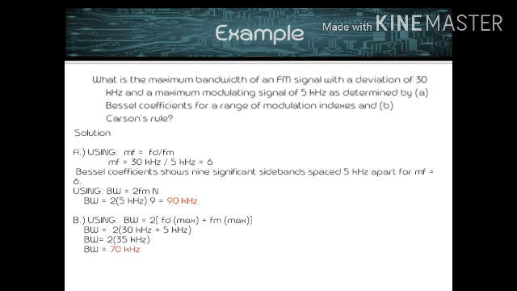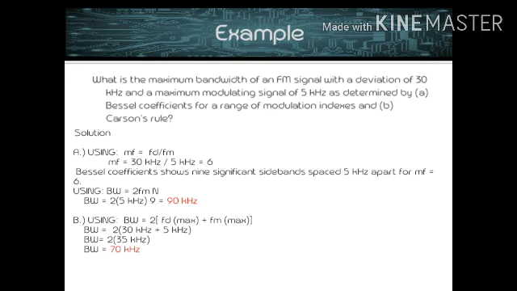Now for letter A, using MF is equal to FD over FM. By substituting the given data, 30 kHz over 5 kHz, it will give you 6. The Bessel coefficient shows 9 significant sidebands spaced 5 kHz apart for MF equal to 6. Using bandwidth is equal to 2 times FM times N, bandwidth is equal to 2 times 5 kHz times 9, and it will give you 90 kHz. The 9 can be seen in the Bessel coefficient table.